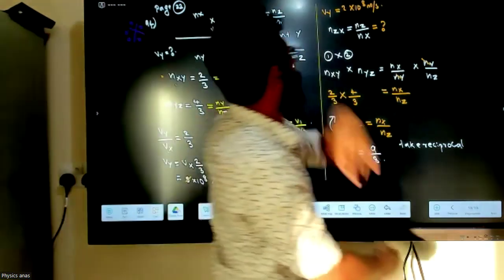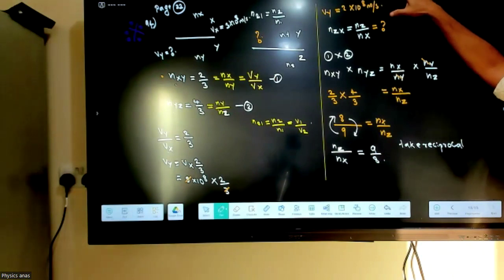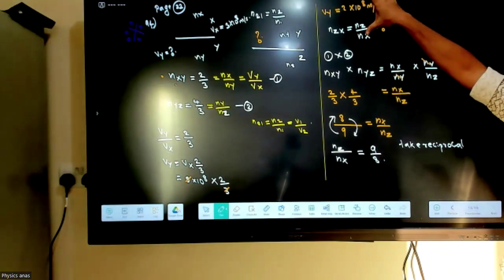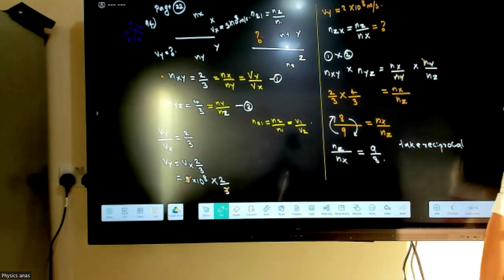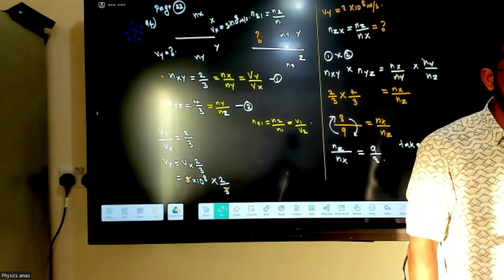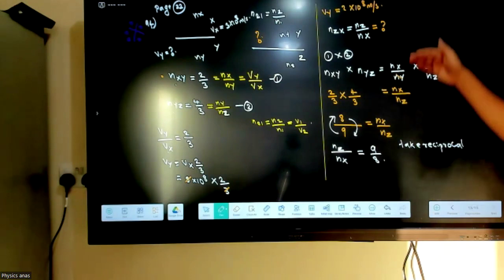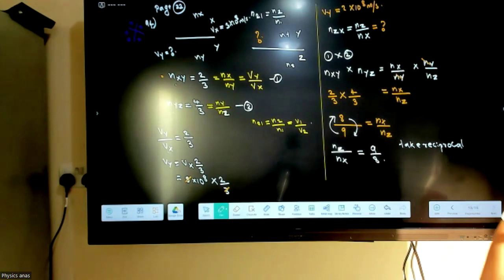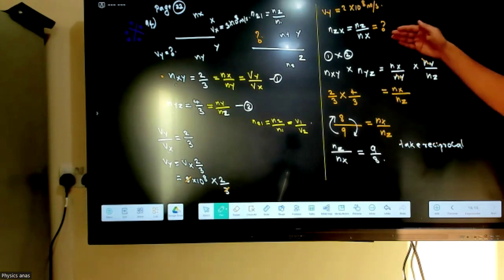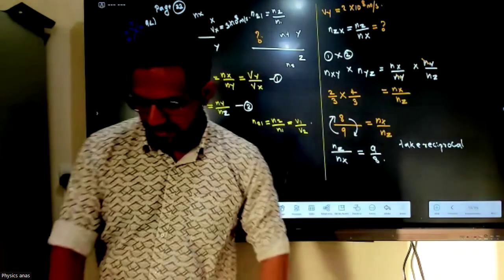In the next part of the question, they are asking for nzx. Nzx is nz by nx. How can you find this? Just multiply nxy and nyz. When you multiply nxy and nyz, the ny is gone. That will be nx by nz, and it has a value. Then take the reciprocal, and you will get nz by nx.